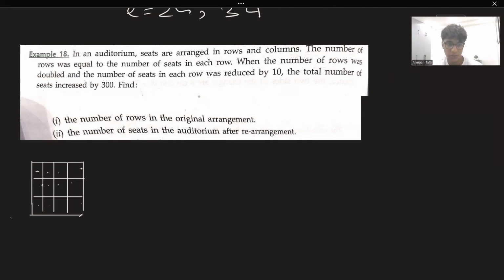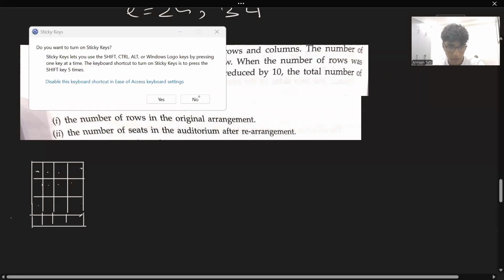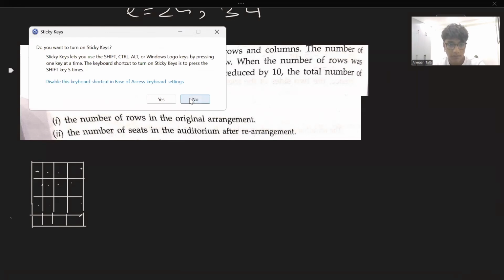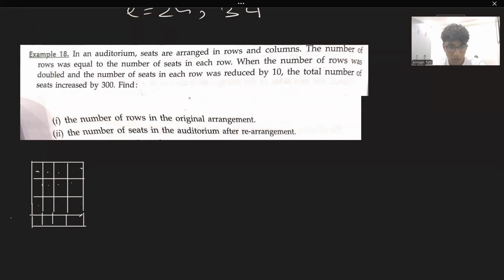Number of seats in each row. So the number of seats in this row is 1, 2, 3, 4. And they said the number of rows is equal to that. So let me just add one more here so it agrees with the question. Okay. So now the number of rows is equal to the number of seats in each row.